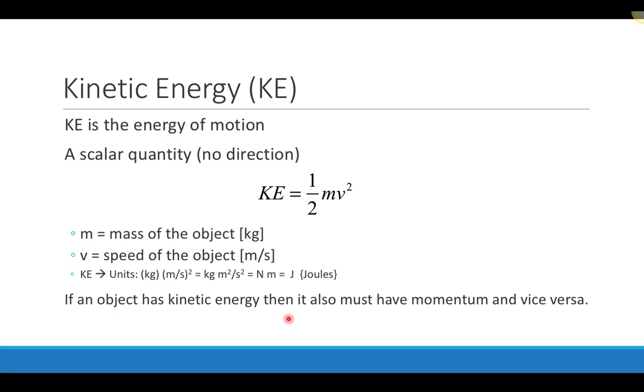If an object has kinetic energy, that means it's in motion, and it also has to have momentum. And remember, momentum is just mass times velocity, and momentum is a vector quantity. This is also true vice versa. So if an object has momentum, it has kinetic energy, and if it has kinetic energy, it has momentum.